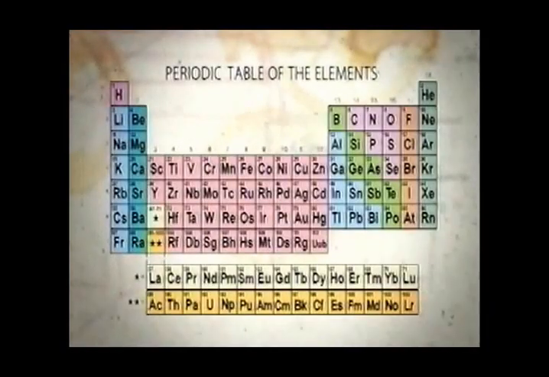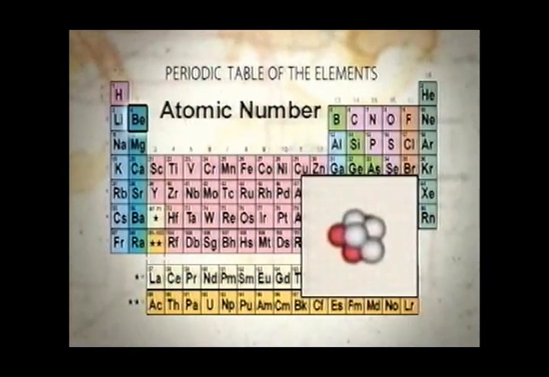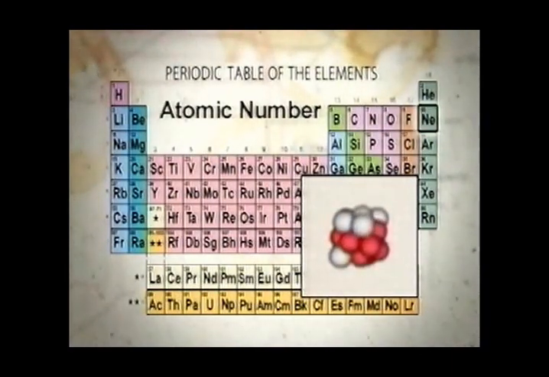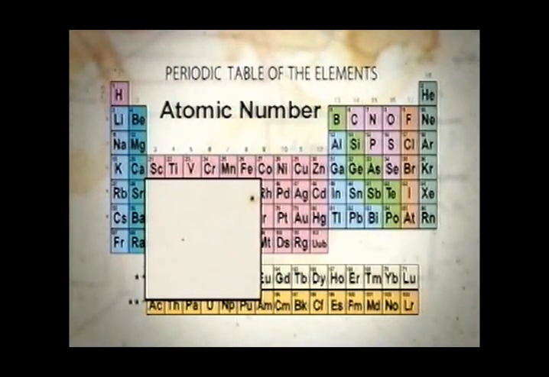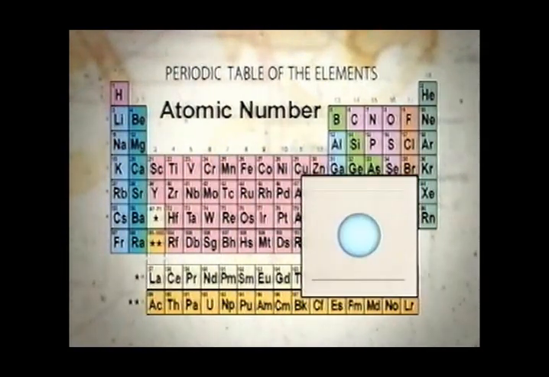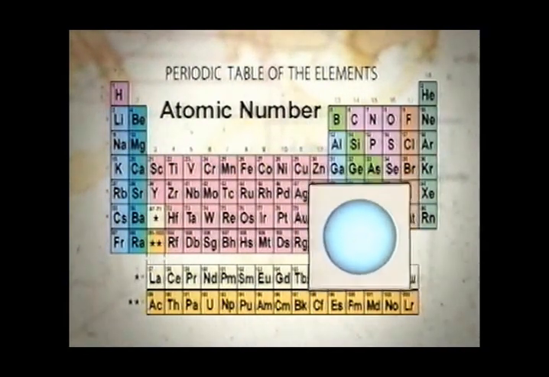On the periodic table, the elements are listed in order of their atomic number. The atomic number represents the number of protons in an element's nucleus. In its normal or ground state, this nucleus is also surrounded by an equal number of electrons. And as the atomic number increases, generally so does the size and mass of the atoms.